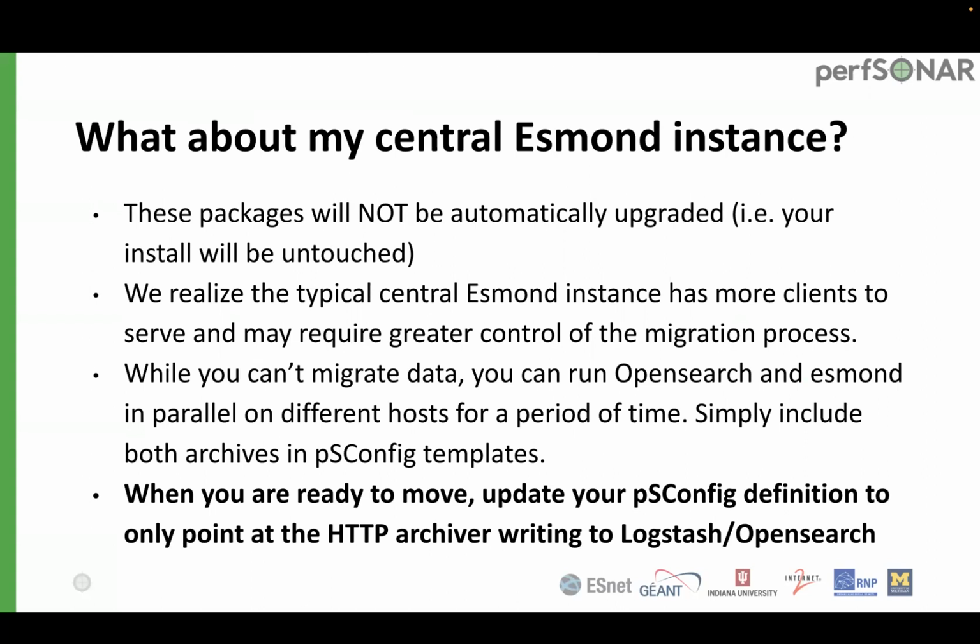I know what we could see a lot of people doing is maybe running Esmond and OpenSearch in parallel for a time. So you might have your old Esmond host, then a separate host where you do a yum install perfSONAR-archive, which will set everything up nicely for you. And then you can update your pScheduler config file to write to both, which your clients are looking at. We would imagine that being a typical case, and then move Esmond out of commission on whatever timeline you come up with. So that's the basic idea.